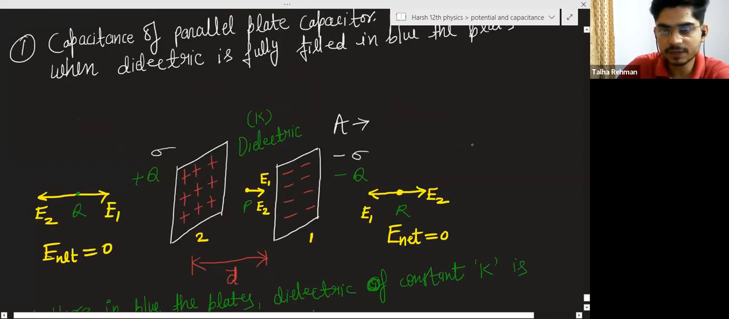Now the electric field E1 and E2, when the dielectric is filled, will become E naught by K, which you can write as sigma by 2 epsilon naught divided by K.